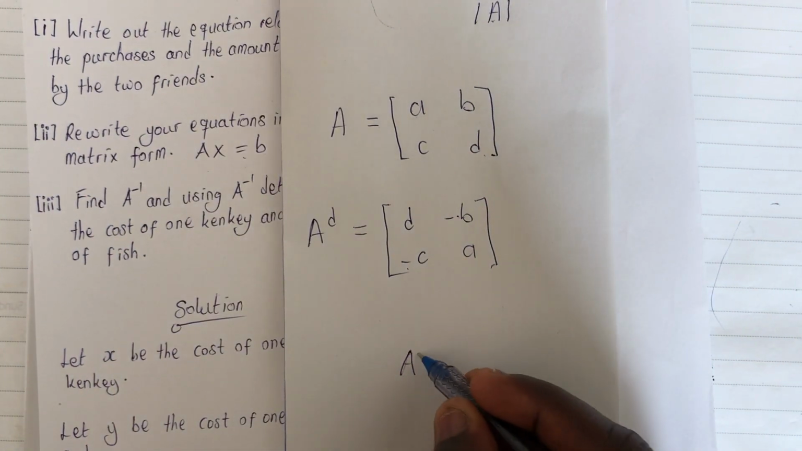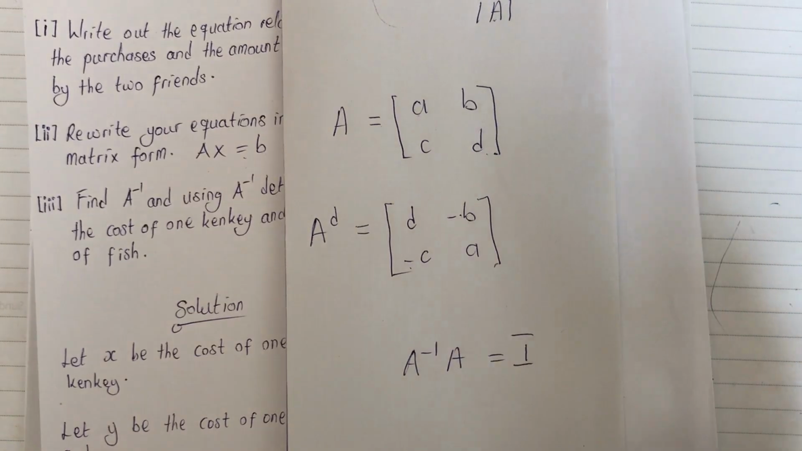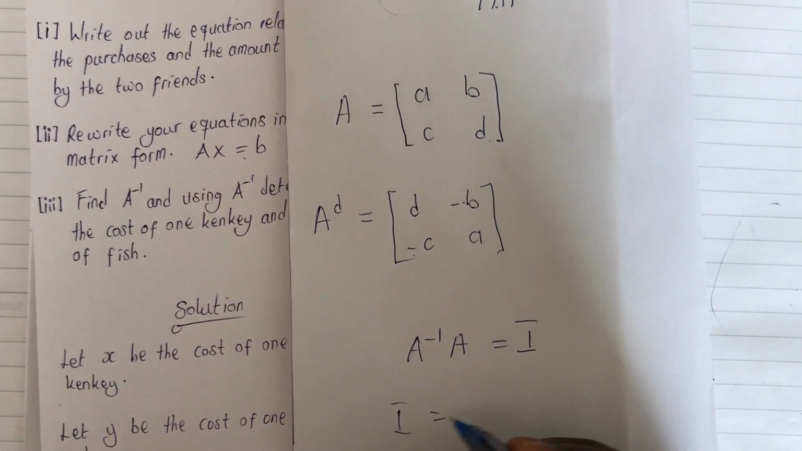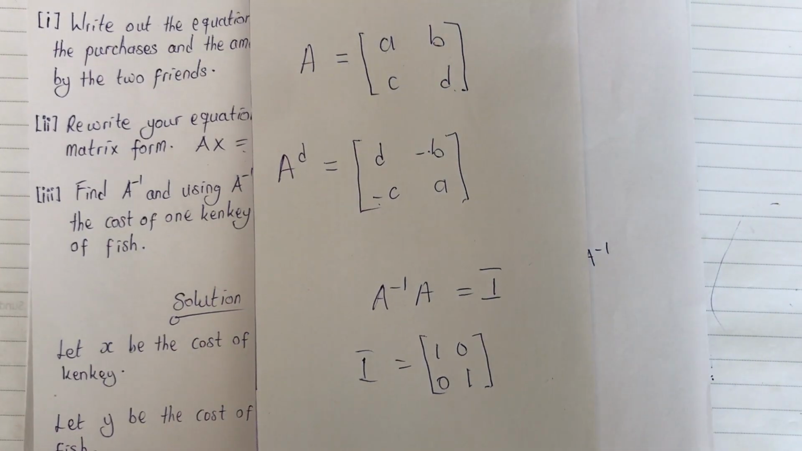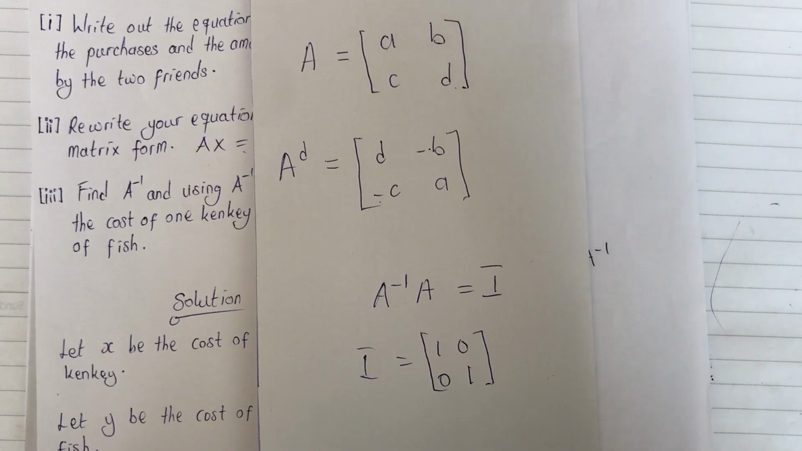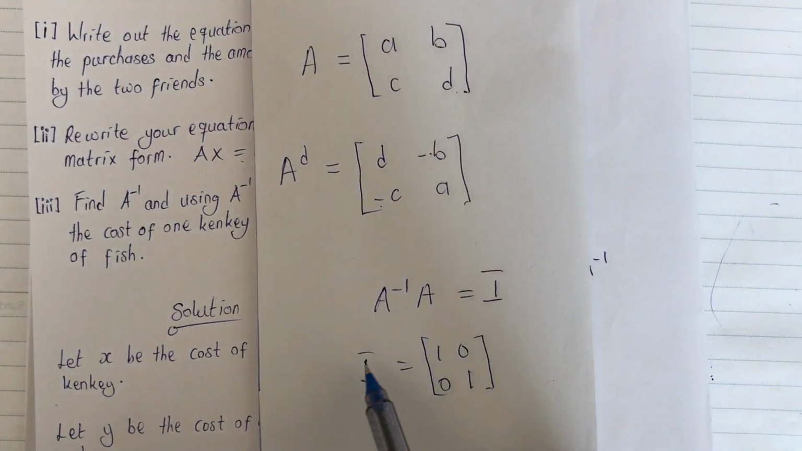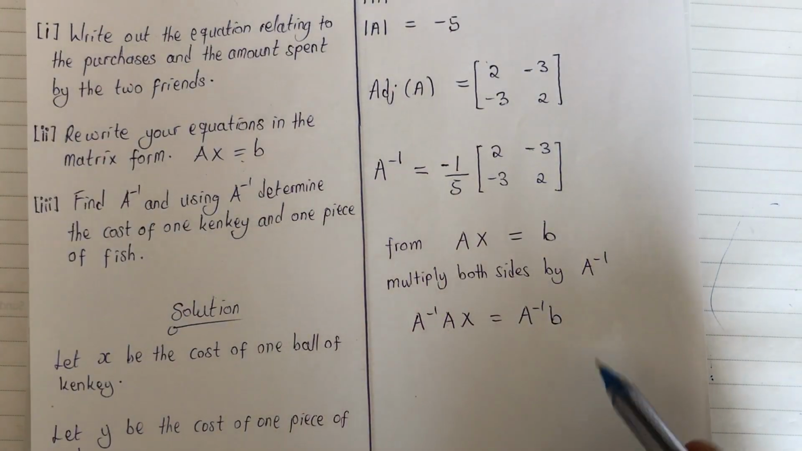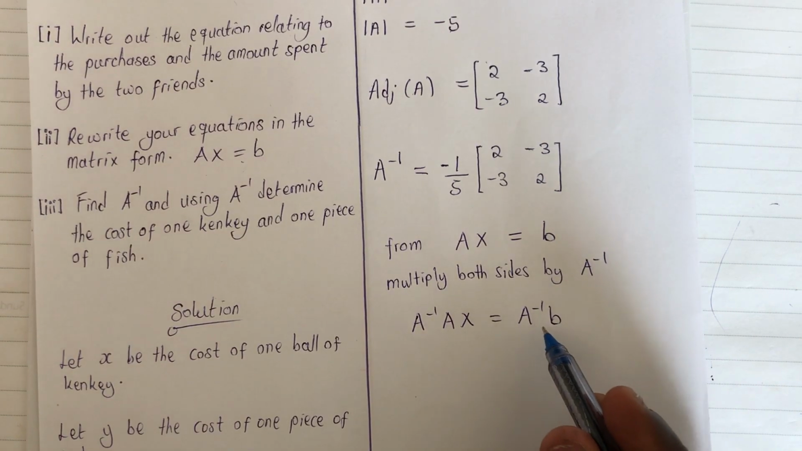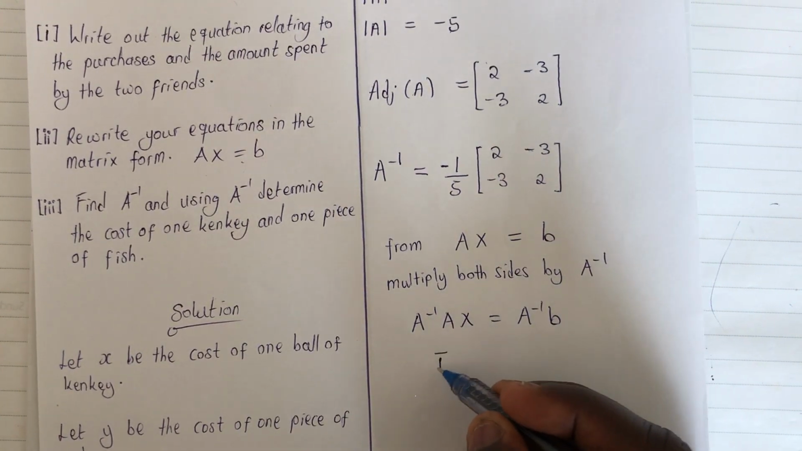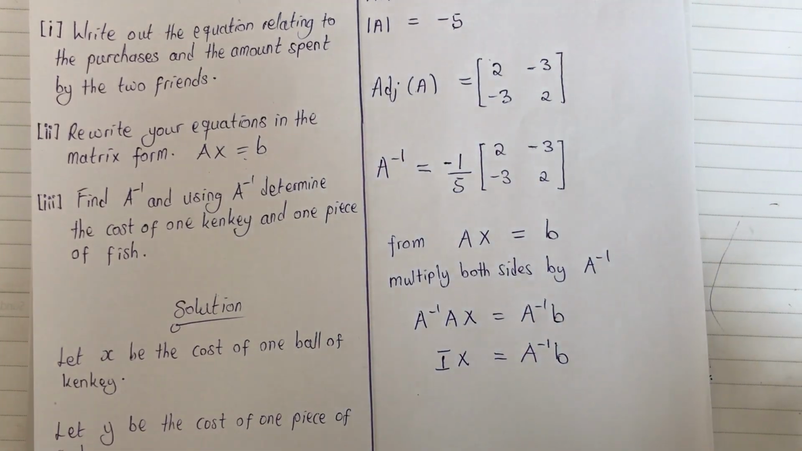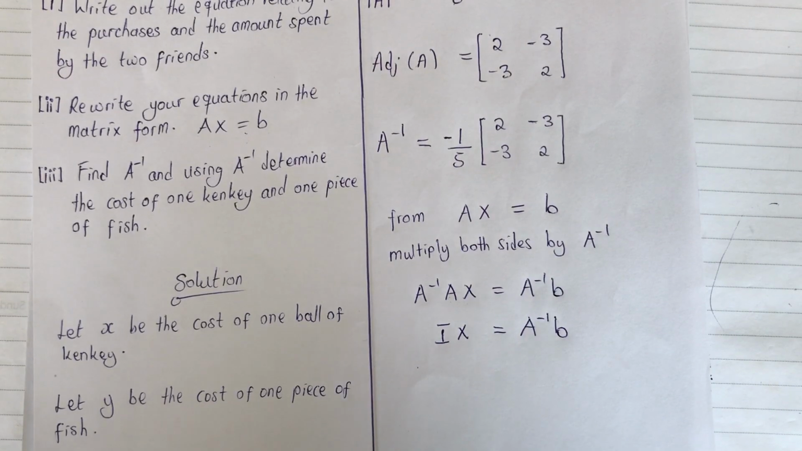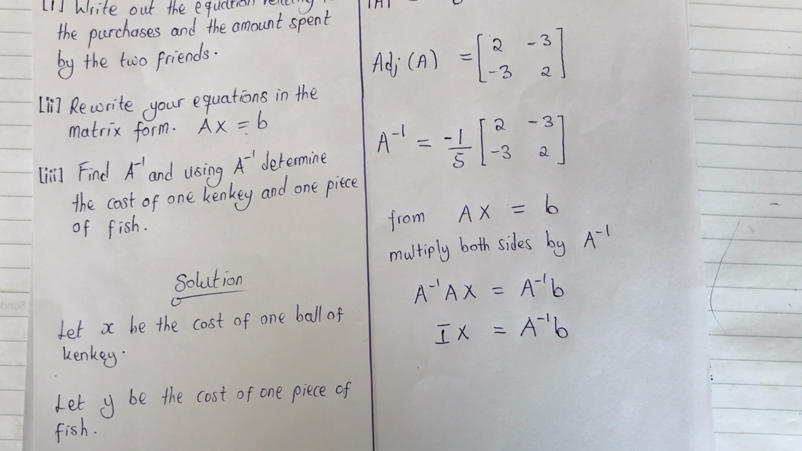This means that if I have A inverse times A, it is giving me I. And for a 2 by 2 matrix, I equals 1, 0, 0, 1. And this is what we call the unit matrix or the identity matrix. If it is a 3 by 3 matrix, it's 1, 0, 0, 0, 1, 0, 0, 0, 1. So this is our identity matrix. Therefore, from here, we can say that Ix equals A inverse times B. Again, anytime the identity matrix multiplies a matrix X, it will generate the same matrix X.